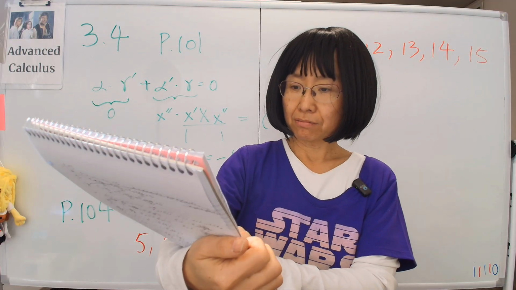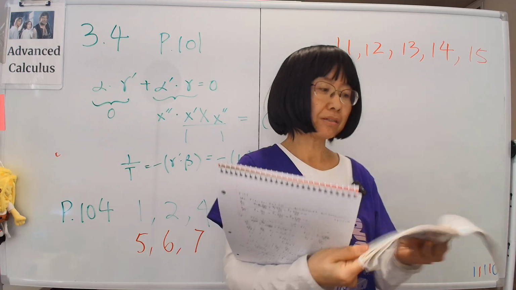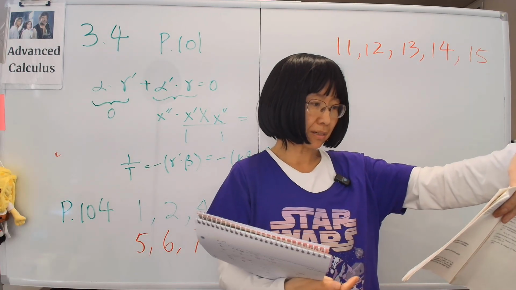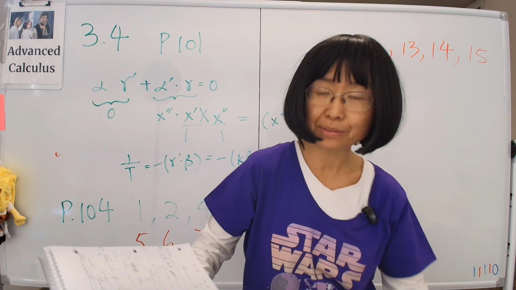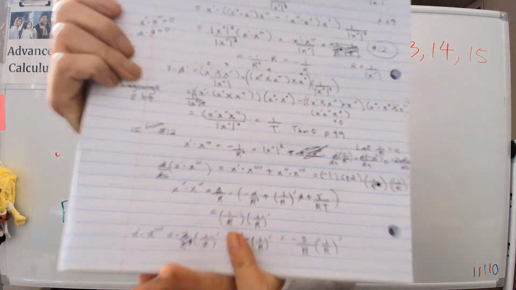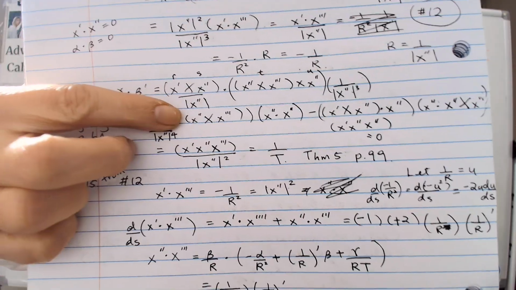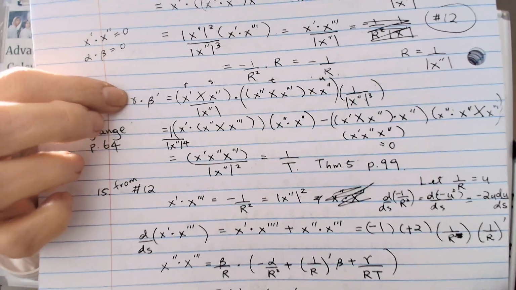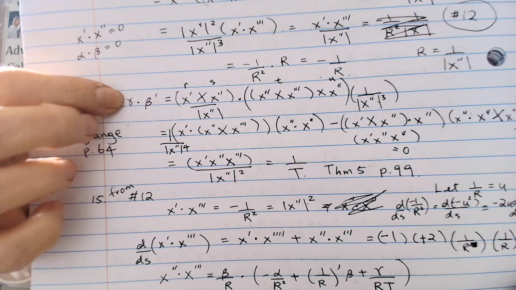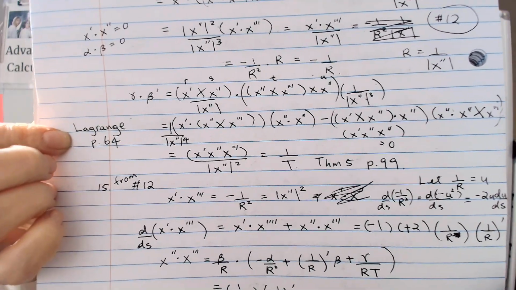And then the second part of problem 14, we're supposed to calculate gamma dot beta prime, which is supposed to show up to be 1 over t. So let's do that. For gamma dot beta prime, I wrote down the definition of gamma, and the other thing is beta prime from the previous problem. Once I wrote it down, we'll apply the Lagrange identity on page 64.